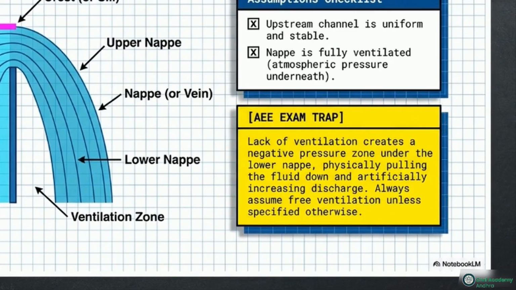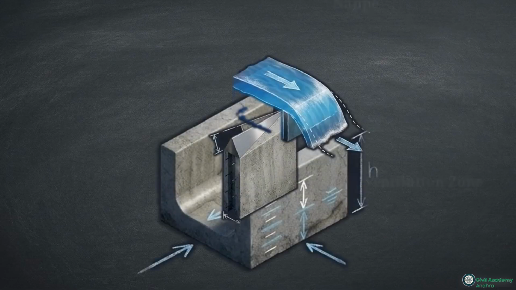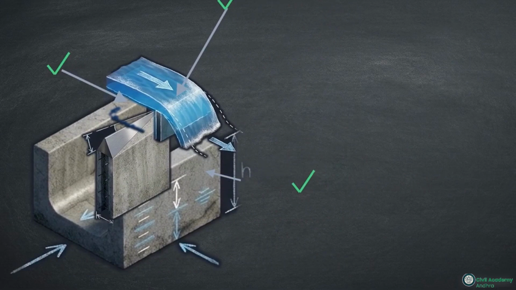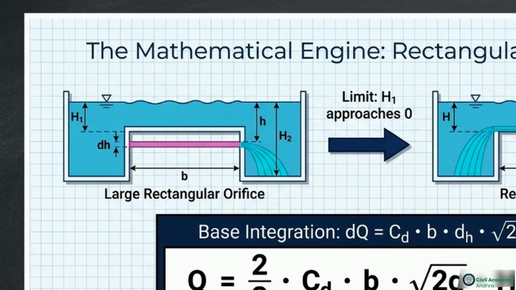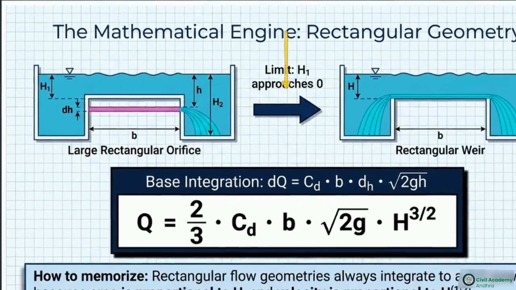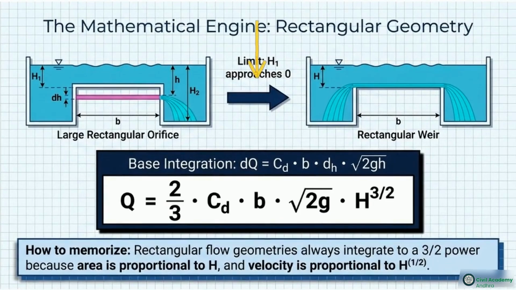Always assume free ventilation. Pinning down this anatomy and verifying your baseline assumptions is the first step. From here, we can start applying the exact discharge formulas. This graphic breaks down the rectangular geometry. On the left, we have a large rectangular orifice. As the top boundary of water, H1, approaches 0, the flow becomes a standard rectangular weir, shown on the right.